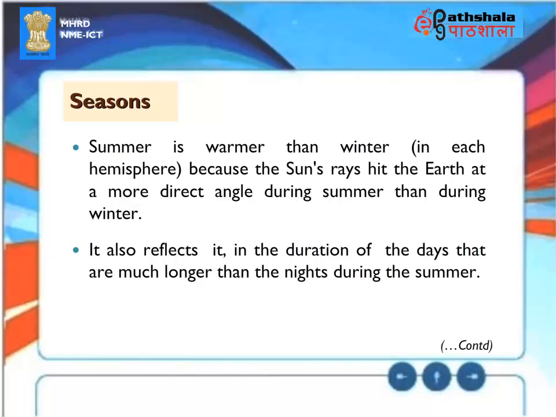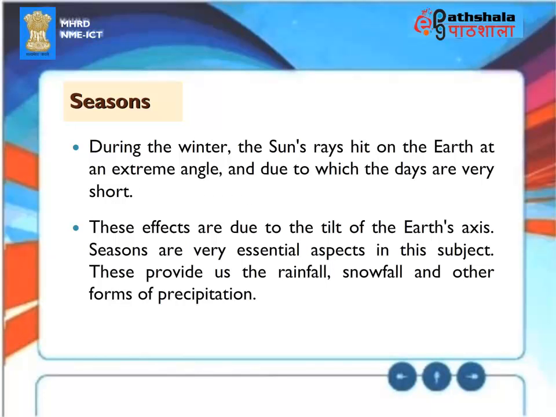It also reflects in the duration of the days, which are much longer than the nights during the summer. During the winter, the sun's rays hit the earth at an extreme angle, due to which the days are very short. These effects are due to the tilt of the earth's axis. Seasons are very essential aspects in this subject. These provide us the rainfall, snowfall, and other forms of precipitation.